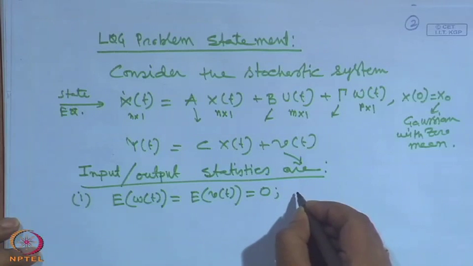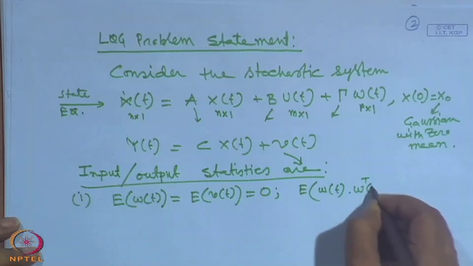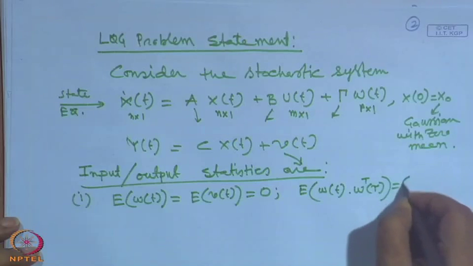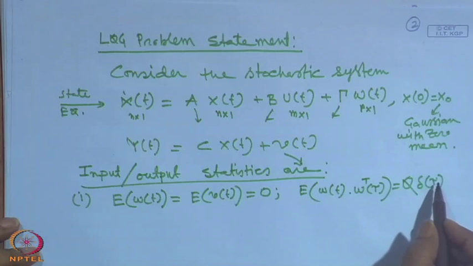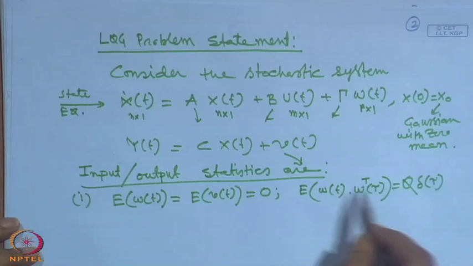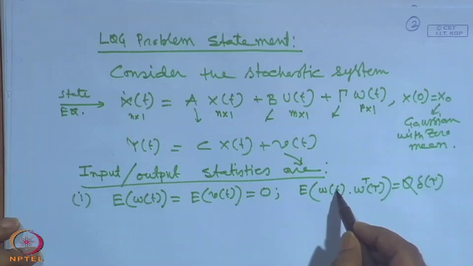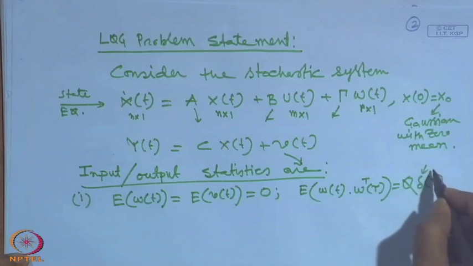And not only this, they are white noise, that means E of w of t w transpose of tau equals Q delta of t minus tau. Delta is an operator: when t equals tau, its value is 1, and otherwise it is 0. So when small t equals tau, their covariance matrix is Q, and this is the delta operator.